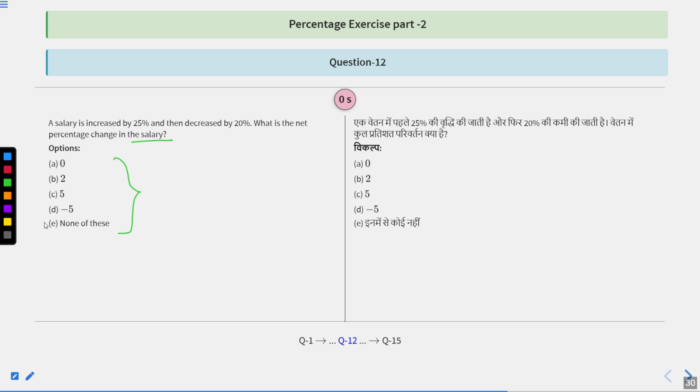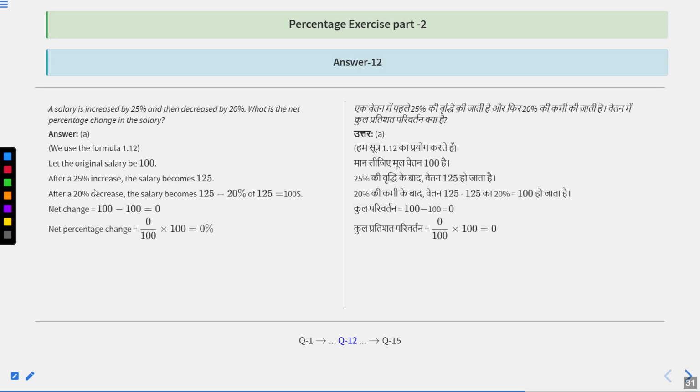Now time's up. Let's see the solution. Let the original salary be 100. Now the question says it increased by 25%. So after increasing by 25%, the salary becomes 125. And the question says after that the salary decreased by 20%. So when we decrease 20% of 125, we get 100, so the net change will be 0. So the percentage change will be 0%.